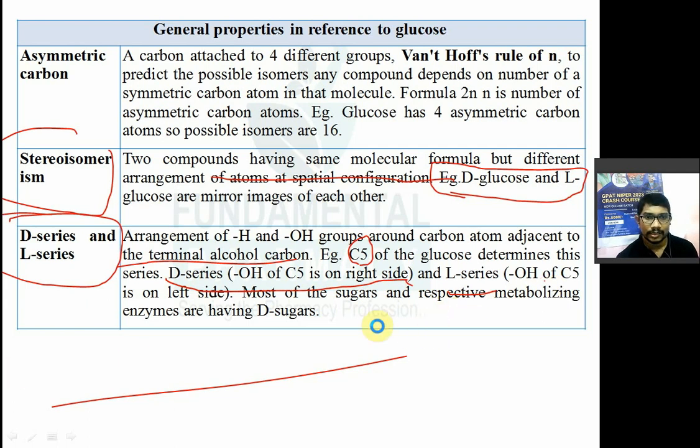Most of the sugars and their respective metabolizing enzymes have D type sugar. A question can come on this. Mostly the sugars found in nature, and the metabolizing enzymes, have the D configuration.